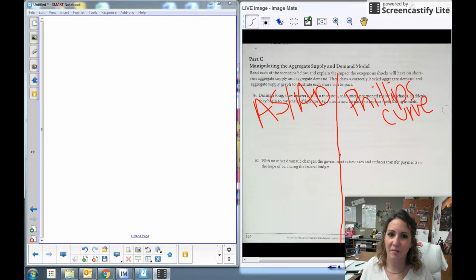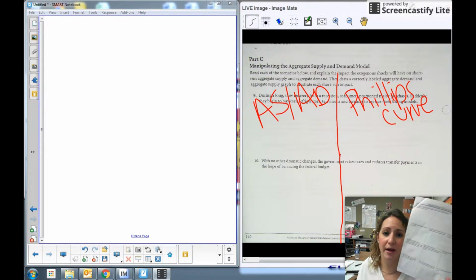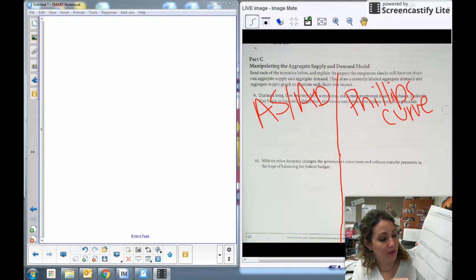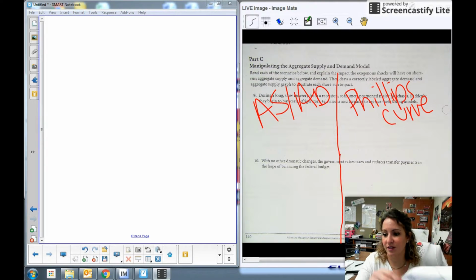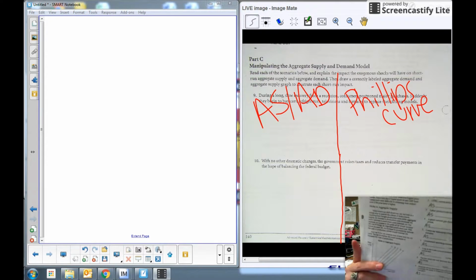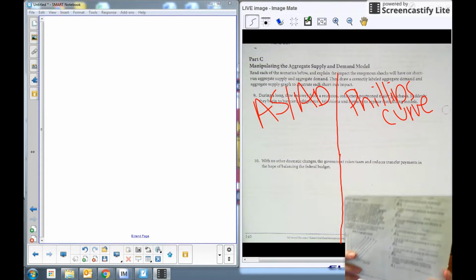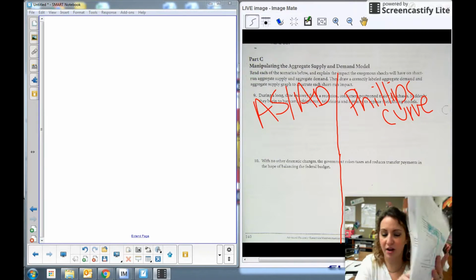Hey guys, we're going to be going over the aggregate supply and demand. Not the whole packet because we've done a lot of it in class, but it's the one that has the 12 boxes on the front. And then on the inside of that, remember this, it's got a whole bunch of changes of aggregate supply where you have to shift it left or right.